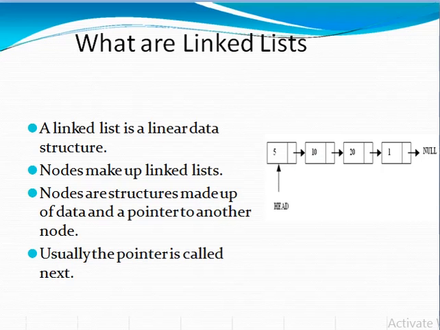As for the definition, what is a linked list? A linked list is a linear data structure in which the nodes make up the linked list, where the nodes are structures made up of data and a pointer to another node. It means it is divided into two different parts. The first part is the actual data or element, and the other part of the node is the address of the next location. Usually the pointer is called next.